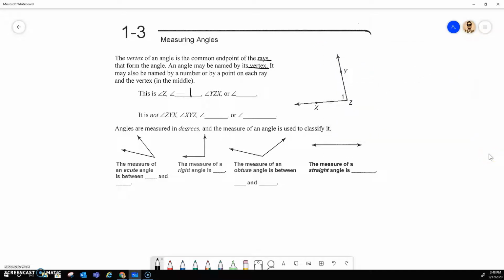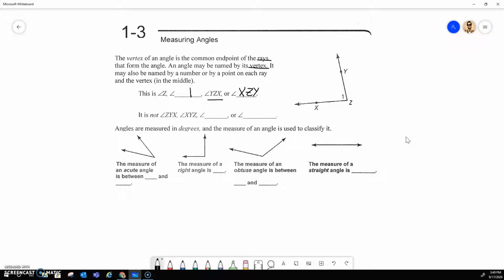We can also name an angle by the vertex and a point on each of the rays that form the angle. But we want to make sure that we name the angle in this method by putting the vertex letter in the middle, sandwiched in the middle. So in this case, we can name this angle as angle YZX, which we've done right here. We could also go the other direction and name it angle XZY. If you need a minute to digest that, I would suggest pausing the video, but I'm going to go on.